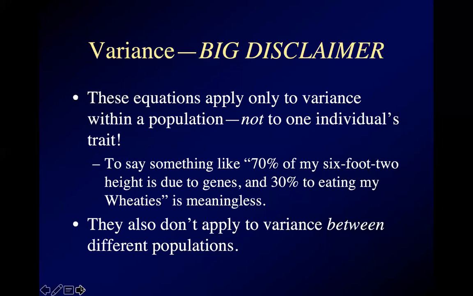Variance is not a feature that individuals have at all. It's only calculated relative to a population. And as we'll see, the equations do not necessarily apply to variance between different populations. You can do the same kinds of studies on different populations and get different answers as to how much variance is genetic and how much is environmental.